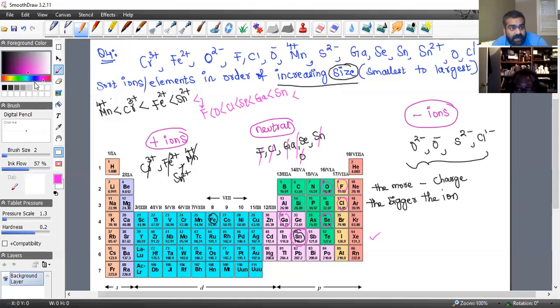Let's go get a different color. It's these two, right? They have more negative, right? They're both bigger than these two folks right here. But out of these two, oxygen and sulfur, which one do you think is bigger? Where is sulfur with respect to oxygen? It's below. So it's bigger, right? So S2 minus, it's at the very end, O2 minus.